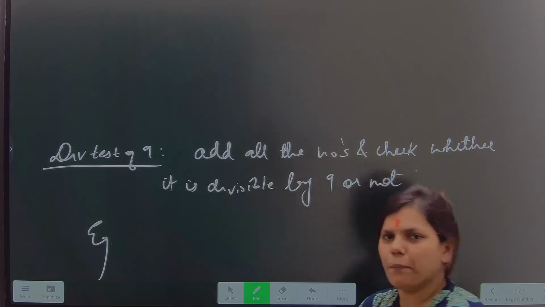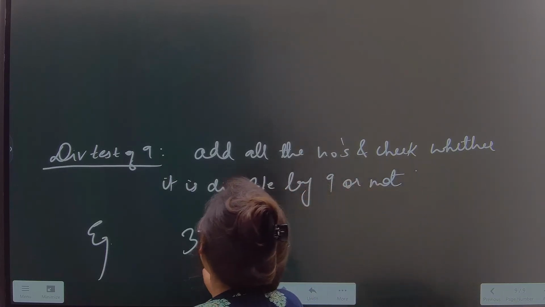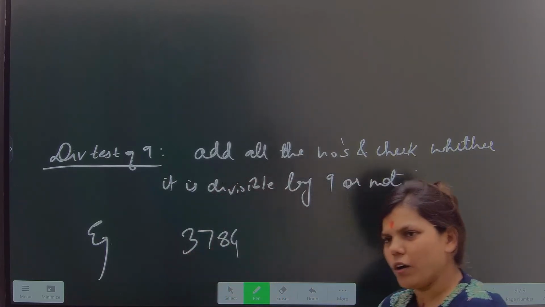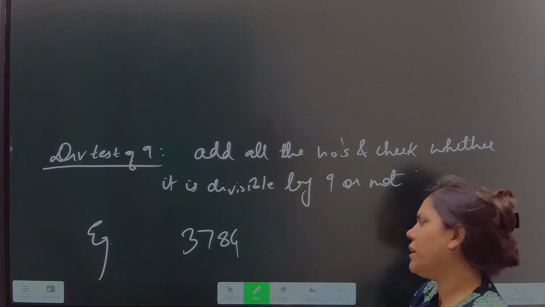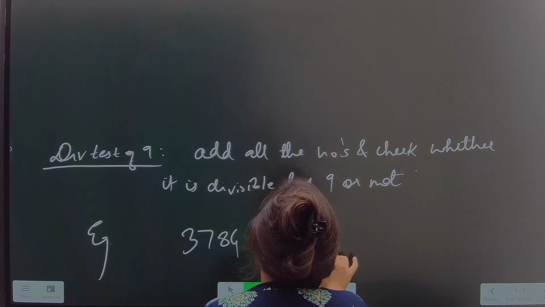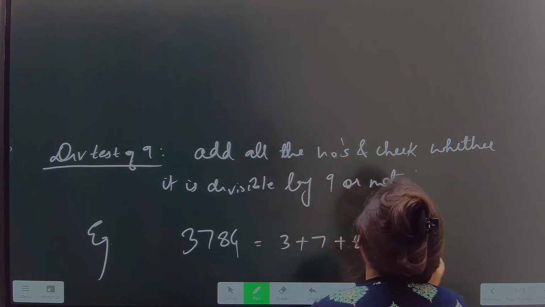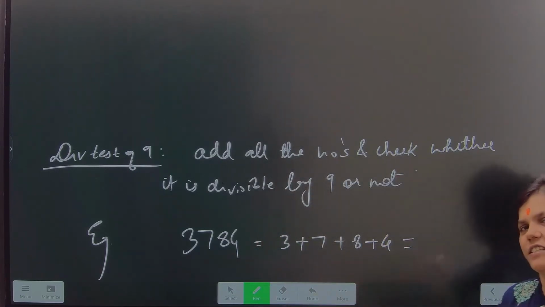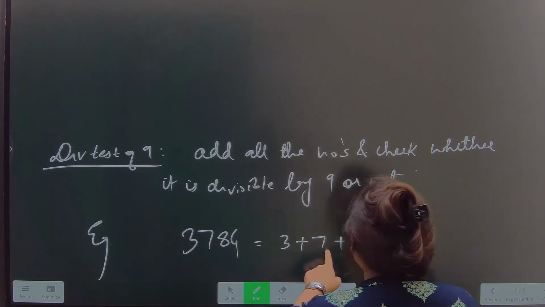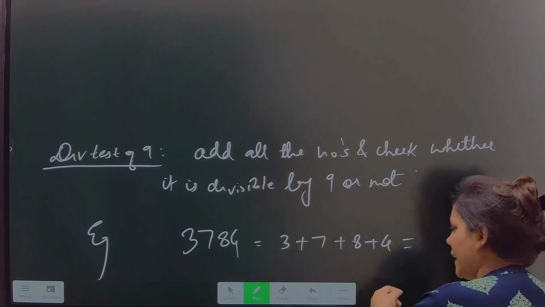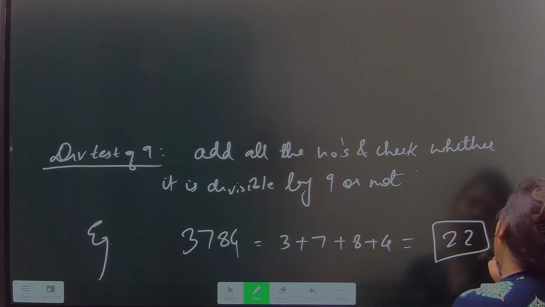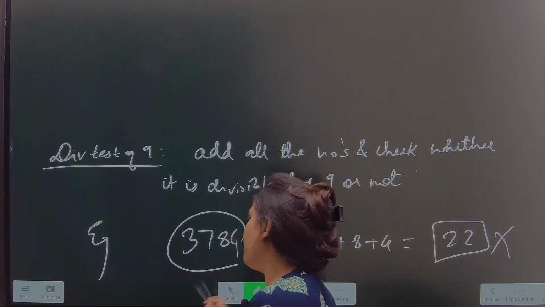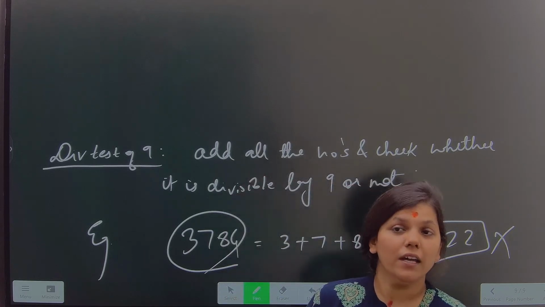Now, for example, 3784. If I want to check whether it is divisible by 9 or not, what will I do? Similar to 3, you just need to add the numbers. जैसे 3 का divisibility test है, वैसे ही 9 का है. So 3 plus 7, 10, 10 plus 8, 18, 18 plus 4, 22. So 22 is not divisible by 9. Hence, the complete number is not divisible by 9.